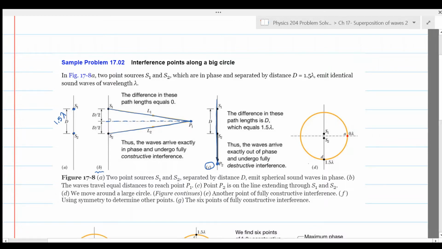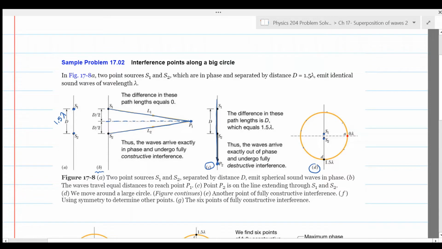And in figure D, we have this big circle, and S1 and S2 are right here. We want to study what kind of interference we will have along this whole circle. We'll get back into the details when we reach this situation. But let's first get back to our first situation where we're studying this point P1.